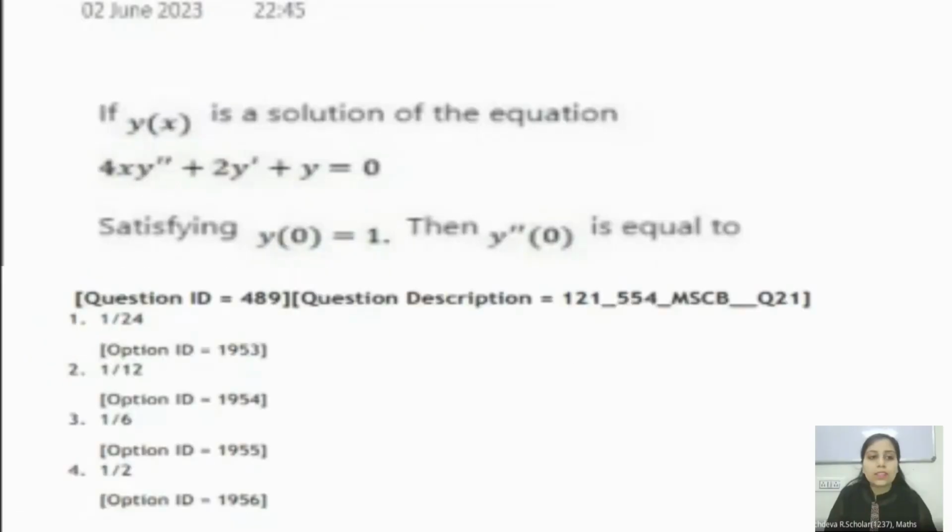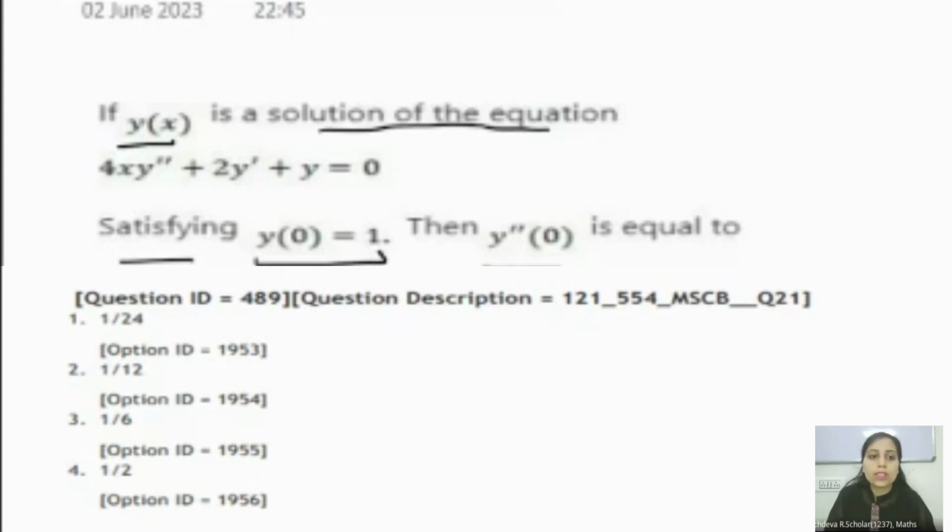So starting with the very first question. The question is on ordinary differential equation and a very rare problem. y(x) is the solution of the equation 4xy'' + 2y' + y = 0, satisfying y(0) = 1. Then y''(0) is equal to?